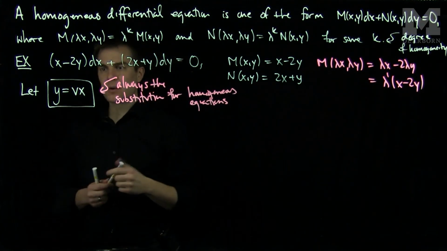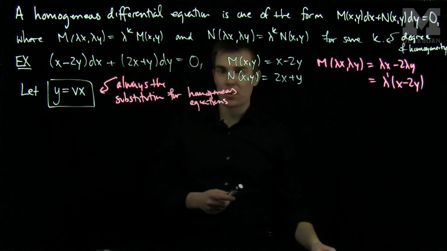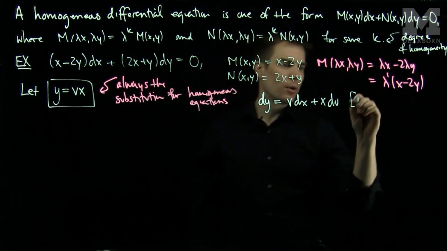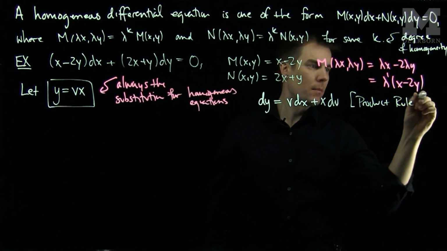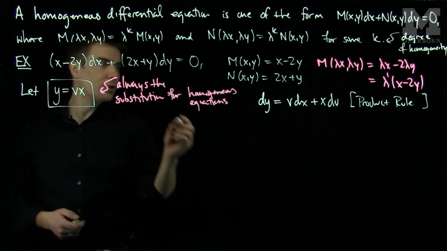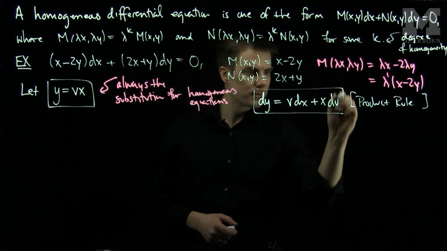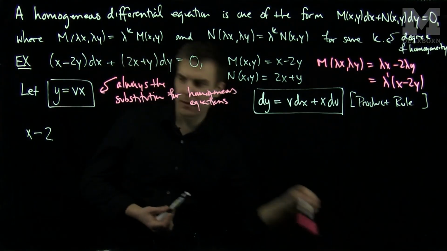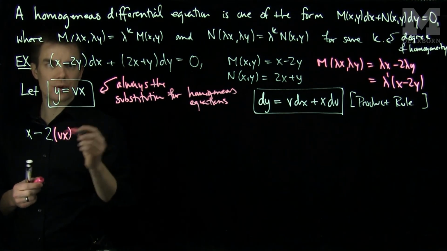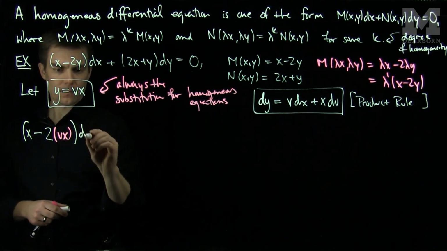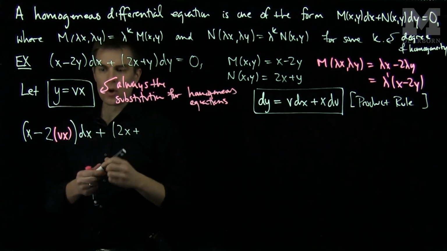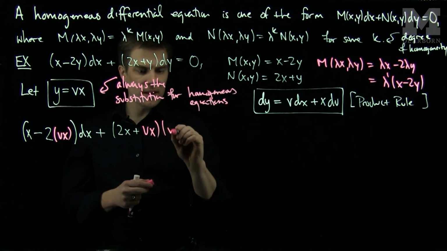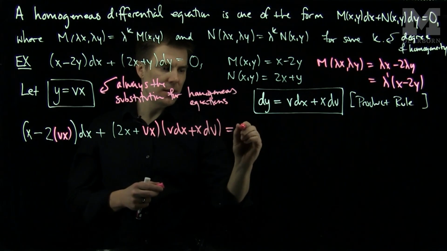Now, once we have that v is equal to y over x, or y is equal to v times x, we can compute the differential. Then dy will be v dx plus x dv by the product rule. So let's fill in that substitution into our equation. So we'll have an x minus 2y, but now we're going to replace y with vx. That's my substitution. This will be my dx plus 2x plus y. We know that y is now vx. And now I replace dy with v dx plus x dv equals 0.